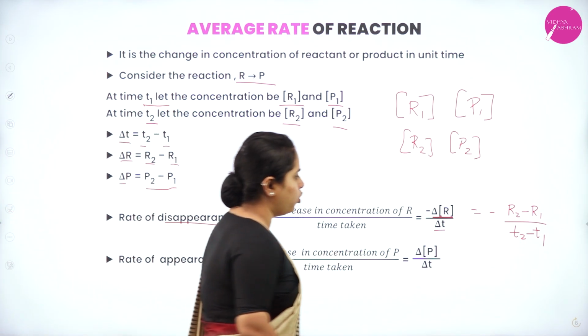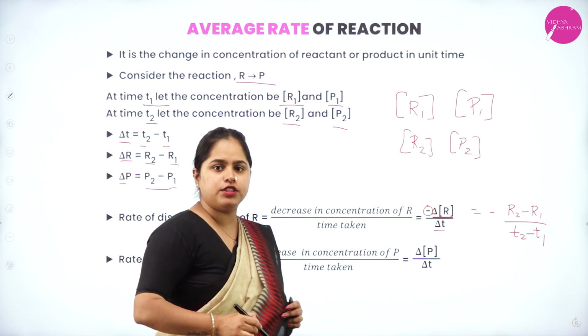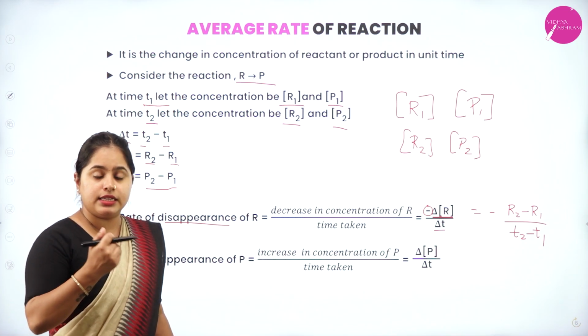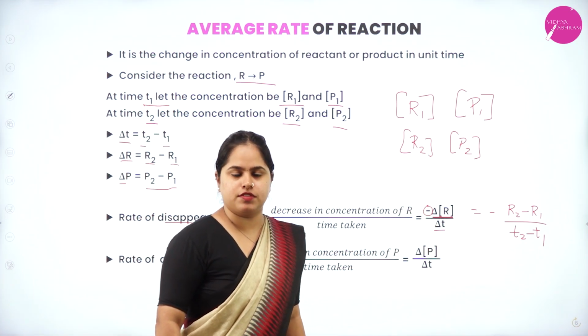Now you can see one more thing here, why is there a negative sign here, right? Why is there a negative sign? Because there is a decrease in concentration of the reactants, so it is important to mention this negative sign here.